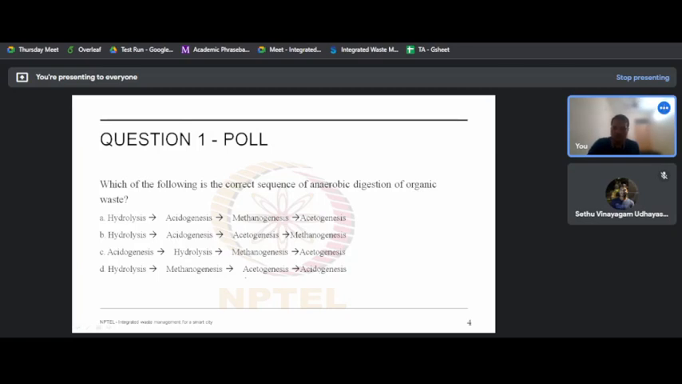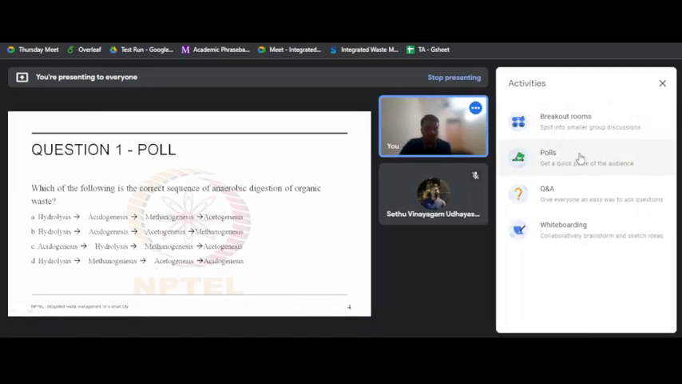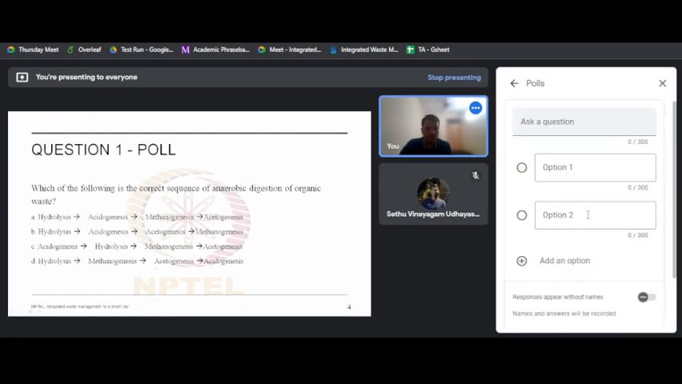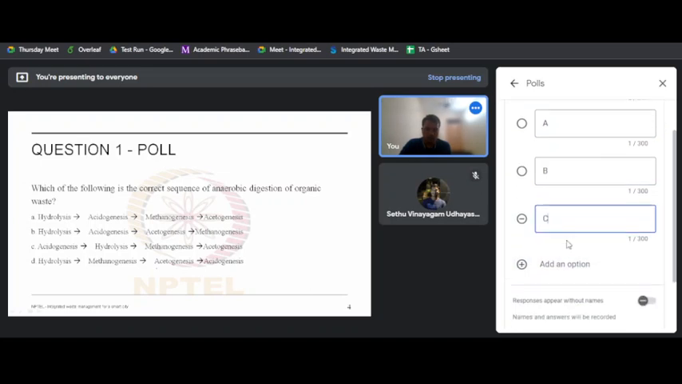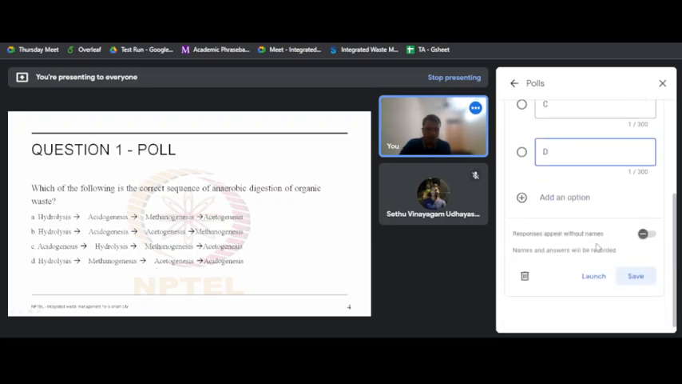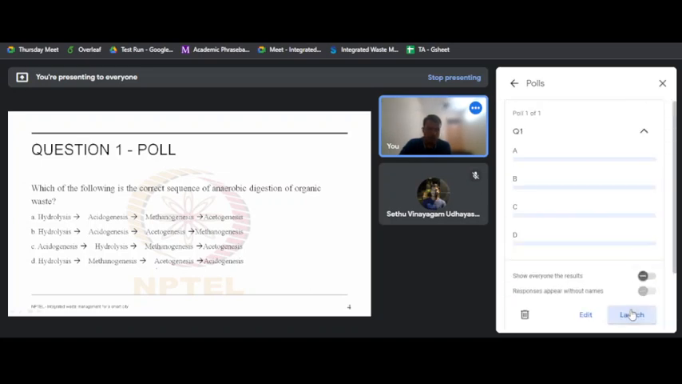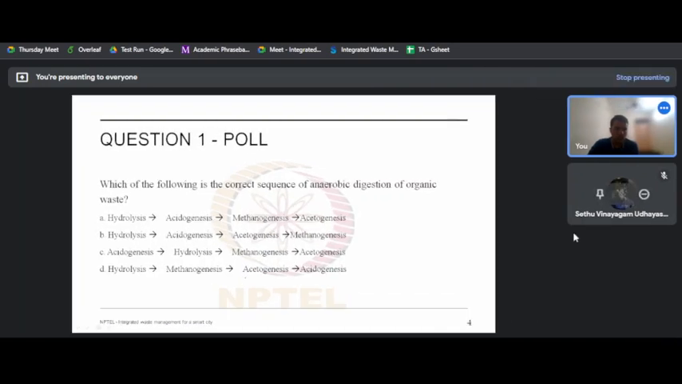So I will drop a poll in the Gmeet. The students can answer. This is question 1. It has 4 options: A, B, C, and D. I will give you 2 minutes for this. You can answer it in the chat as well.